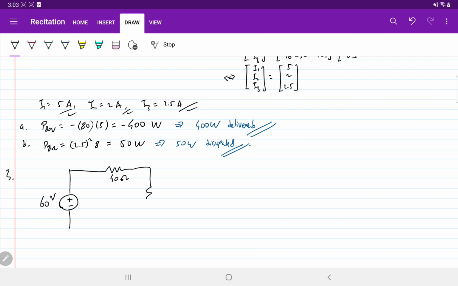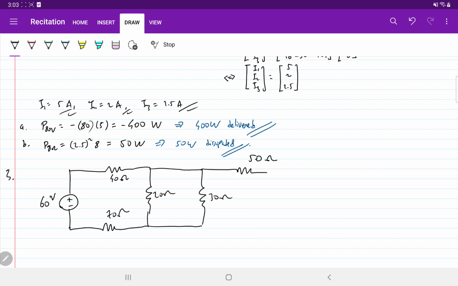40 ohms, 20 ohms, 70 ohms, 30 ohms, 50 ohms, and then 10 ohms.